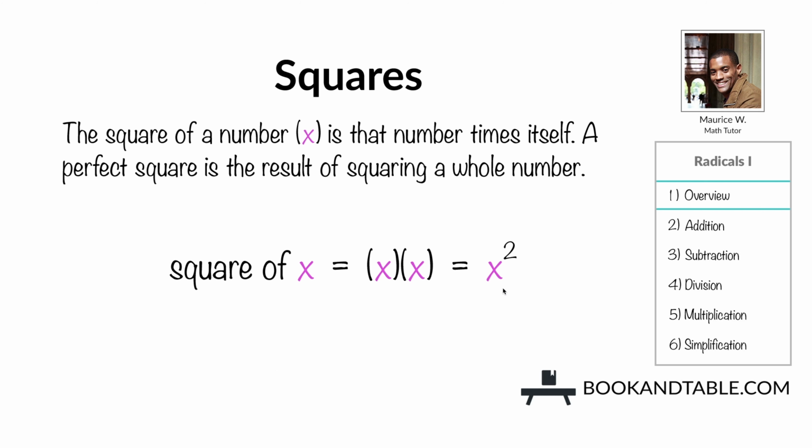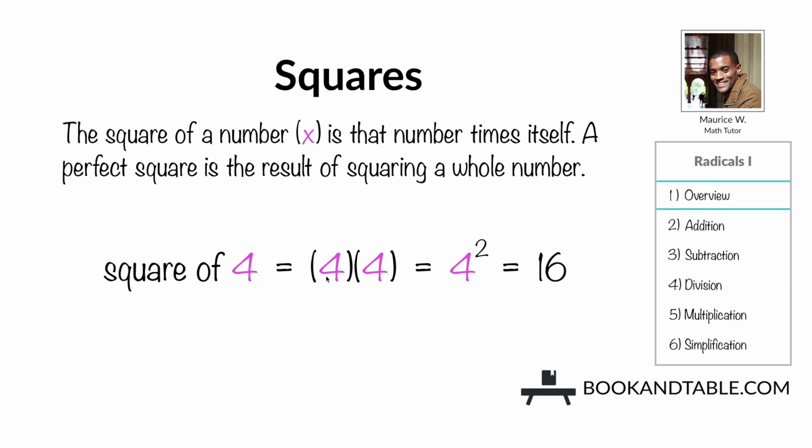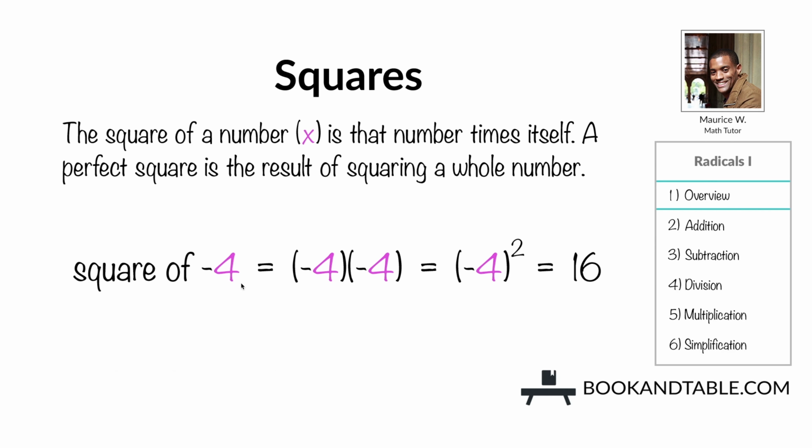would be x squared. If we replace x with a whole number, in this case 4, the square of 4 is 4 times itself, 4 times 4, which is 4 squared, which is equal to 16. Now, radicals help us go from this value to figuring out what numbers can be multiplied to get to 16. And we have positive 4, but we also have negative 4.